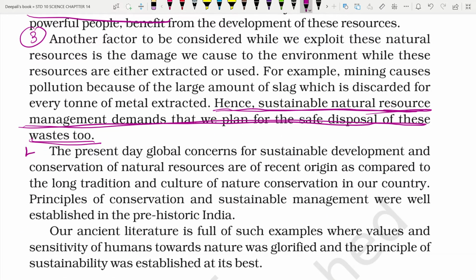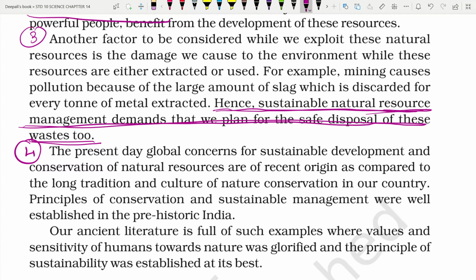Fourth is the present global warming. Certain forms of sustainable development and conservation of natural resources are of recent origin as compared to the long tradition and culture of nature conservation in our country. Principles of conservation and sustainable management were well established in prehistoric India. So now the new problems which are arising due to globalization, we need to manage the resources in a still better way so that we can meet the modern demands.